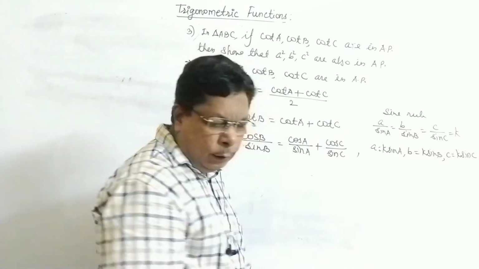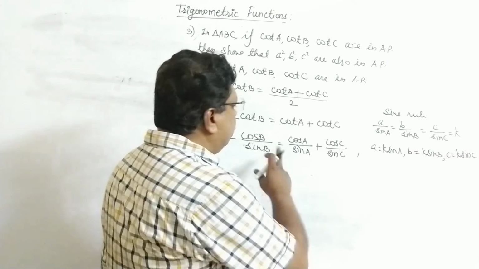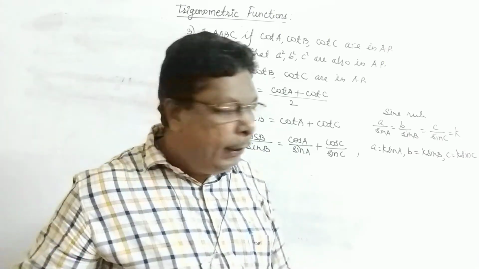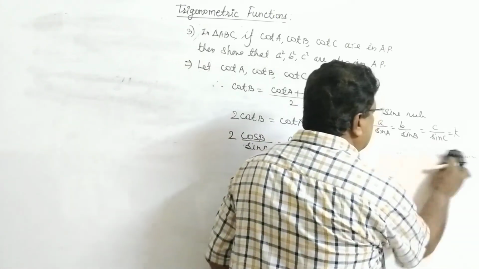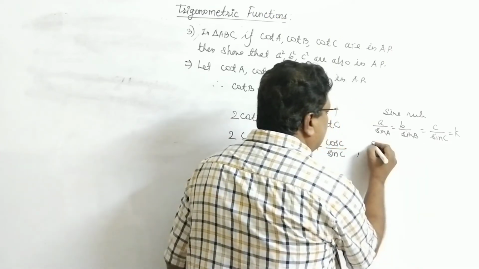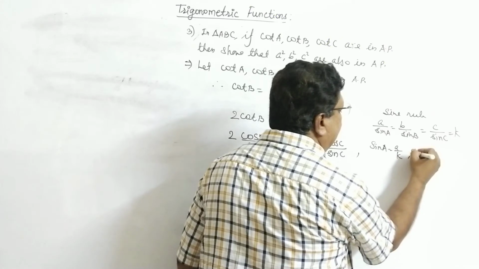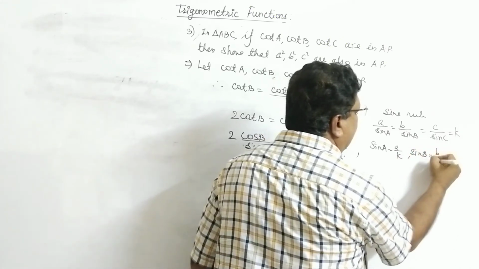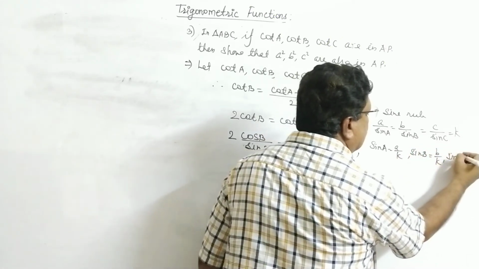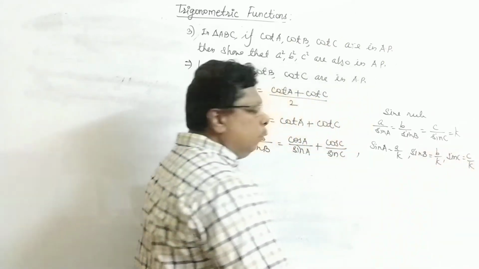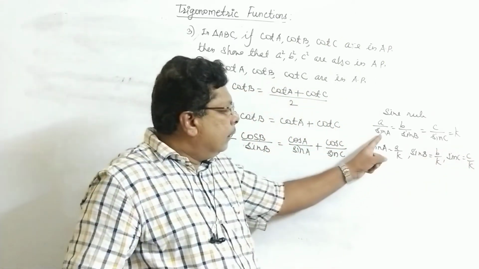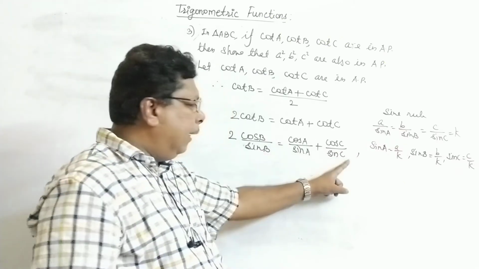Otherwise, we can say here we have to substitute the value of sin A, sin B, and sin C. So we can write this one like this. Each ratio is equal to K. So sin A is equal to a upon K, sin B equal to b upon K, and sin C equal to c upon K. Because we have to substitute the values of sin A, sin B, and sin C here.